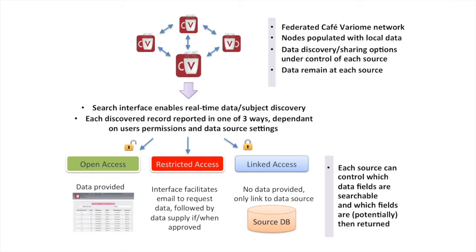Down here shows the 3 levels of data return. Let's say result return. It's not the data that's necessarily being returned. You've done a query, and this is what the system will tell you. It will say, you found some records, and for you, they are listed as open access. So here you are, you can go and get the data on those. Or it might say, no, you can't have the data sets that you've hit, but here is a URL, or here is an email, or here is a phone number if you want to contact the data source to request the data.